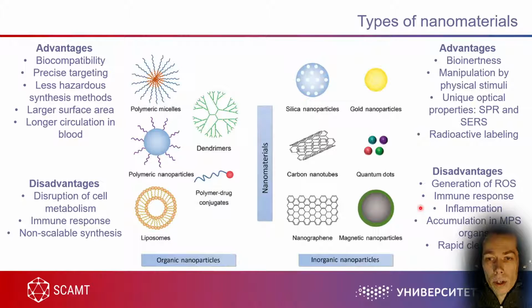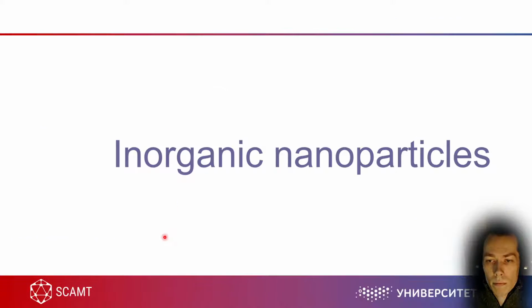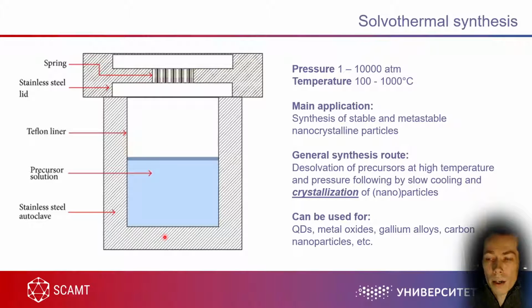And now we need to move to the synthesis methods themselves. So we will start with inorganic nanoparticles, and the first method to discuss is solvothermal synthesis. Solvothermal synthesis is a very common way to produce a lot of different particles. And these methods also involve hydrothermal synthesis when you use water as a solvent, but in general you can use any solvent to produce these particles.